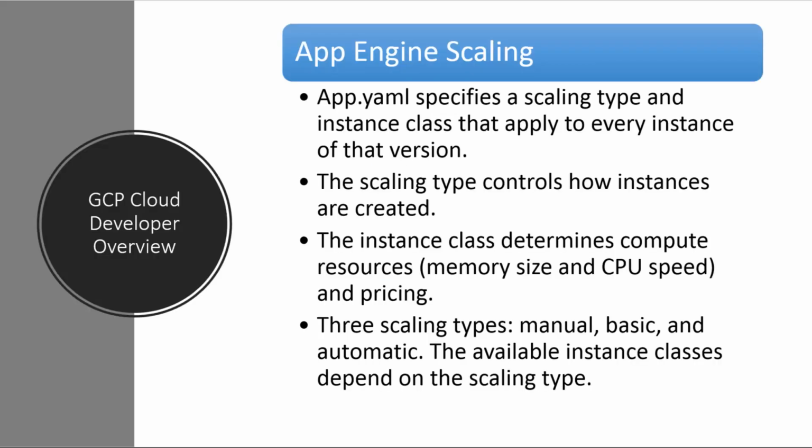Now, App Engine scaling. App Engine scales, and we want to specify the scaling type and instance class that applies to every instance in the app.yaml file. The scaling type controls how instances are created. Again, we need to be specific on how we want to scale when we deploy. By default, of course, Google handles everything in a default approach, but we can specify how we want to scale as well. The instance class determines compute resources, for example, and pricing.